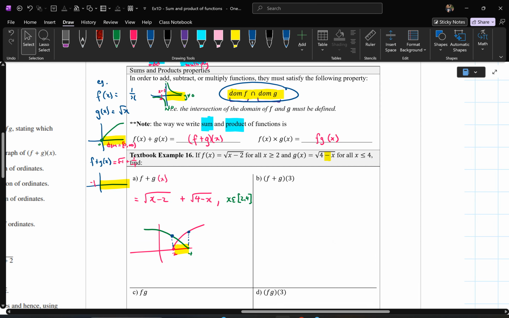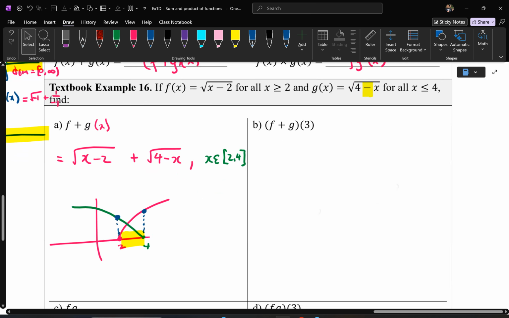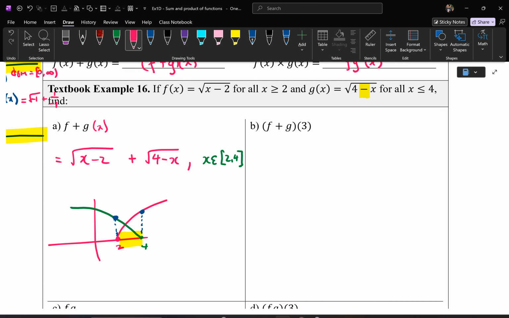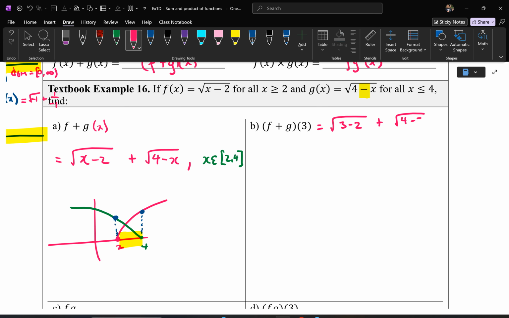And that is testing the first skill. The domain of f has to intersect with the domain of g in order for you to have sums or products of functions. Okay? All right. And then obviously this is just getting you used to, well, how would you work it out? If you now have the equation, you've defined it, f plus g of 3 just means you're substituting x equals 3 into the function. So here we go. This would now equal root of 3 minus 2 plus root of 4 minus 3. And remember, 3 does fit into the domain, so that works.